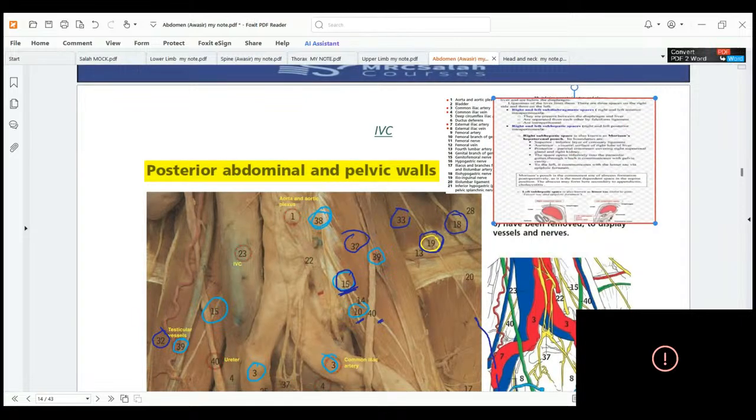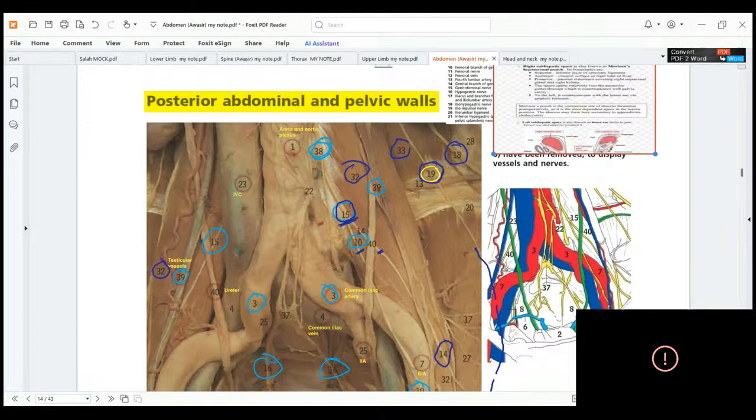Okay, now you can ask. One is abdominal aorta and aortic plexus. Three, right common iliac. Four, iliac arch. Four is right common iliac vein. Left and right, because it's open on both sides.